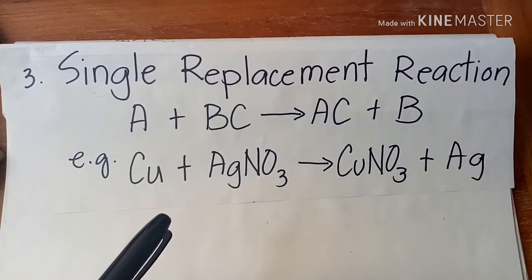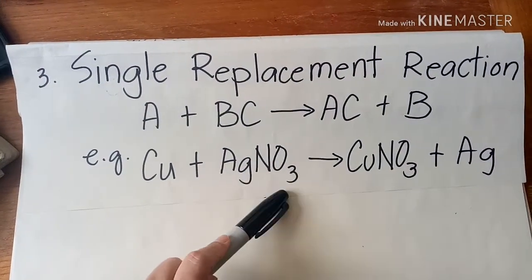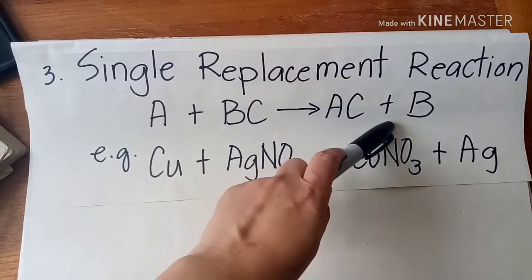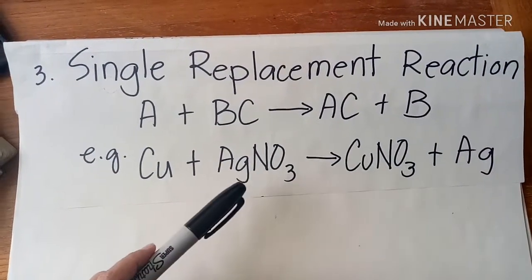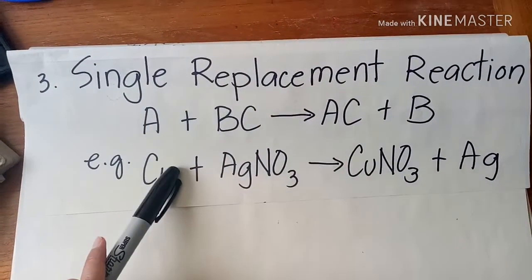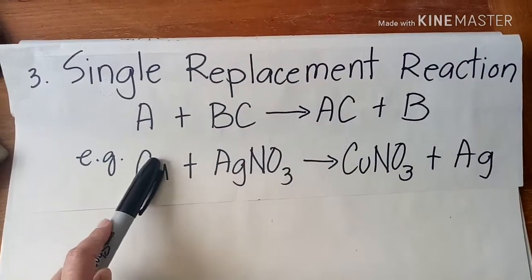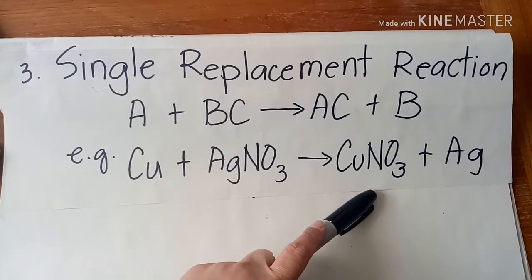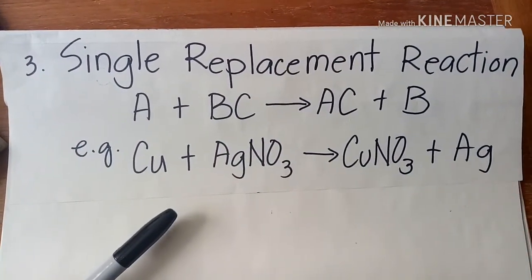So let us have an example of a single replacement reaction. We have copper, Cu, and silver nitrate as our given reactants. Following the general equation of single replacement reaction, we'll try to find out the product. If copper has a higher activity series than silver, therefore copper can replace the position of silver. So the products will be copper nitrate and then silver. You have to refer to the activity series in order to predict the product in a single replacement reaction.